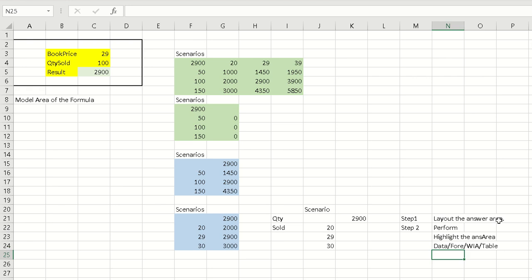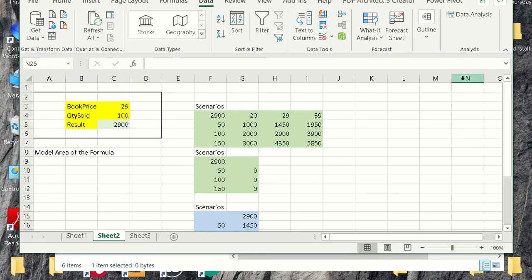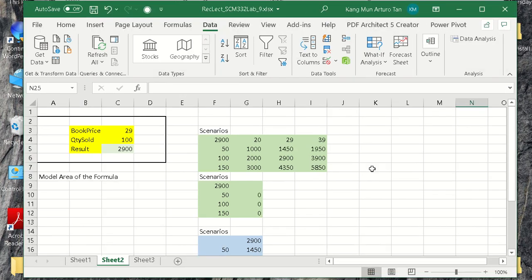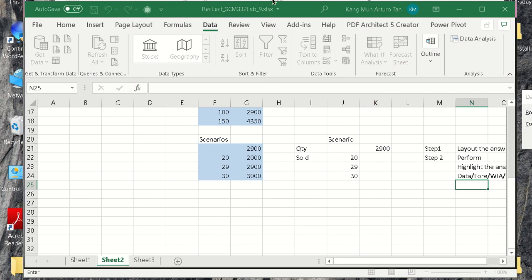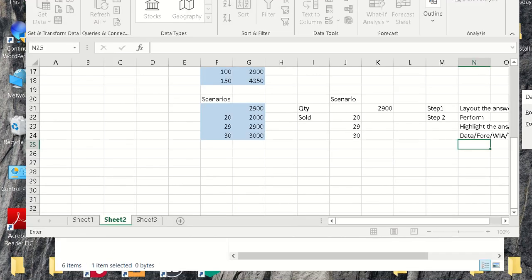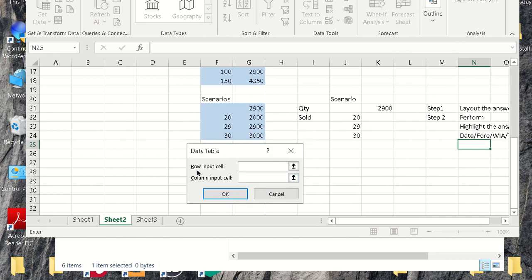Let me do that. Maybe I should make this bigger so you can see what's happening there. I'll do Data and then Forecast group, and then we have the Data Table, What-If Analysis, then the Data Table. Now in here, I'd like to call your attention. I have the row input cell and the column input cell.